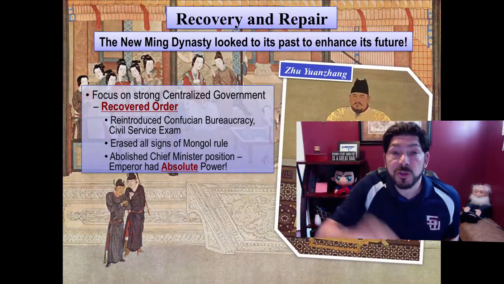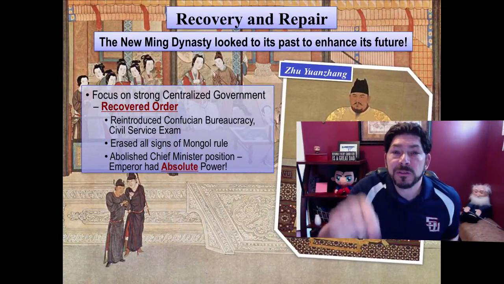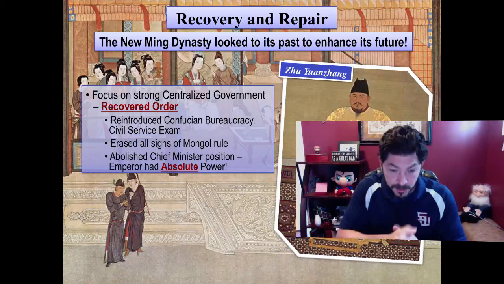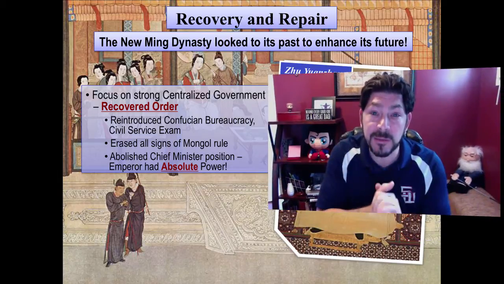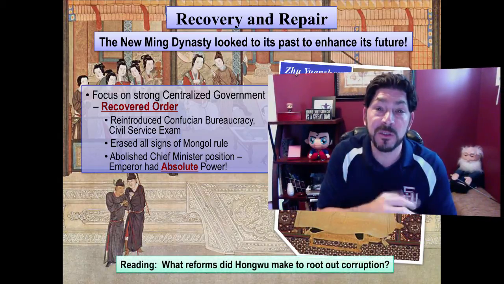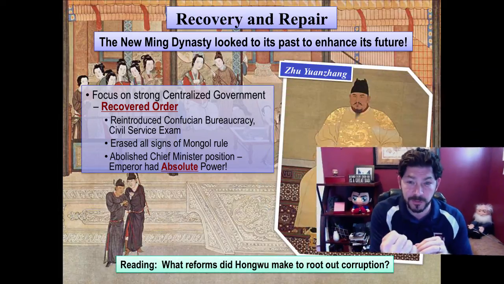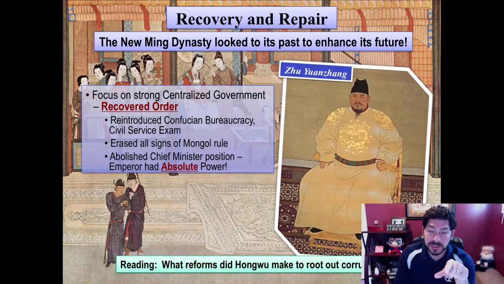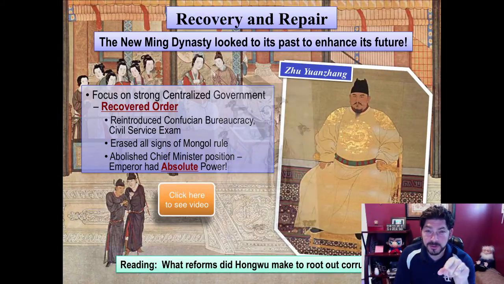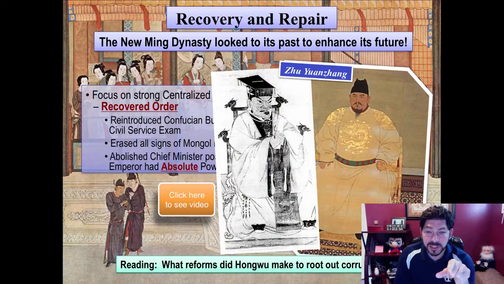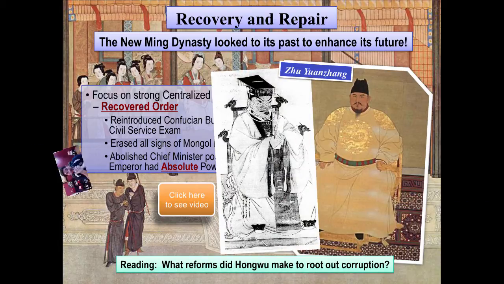Also, make sure you do the reading in the chapter to elaborate on this point. What reforms did Emperor Han Wu make to root out corruption and to grasp that absolute power? You also may want to take a look at the 2 images. There's a link to a YouTube clip about the changes in painting and the perception of Han Wu.